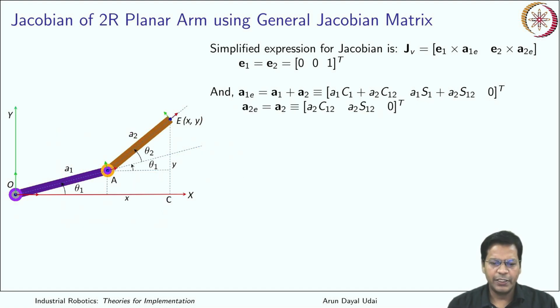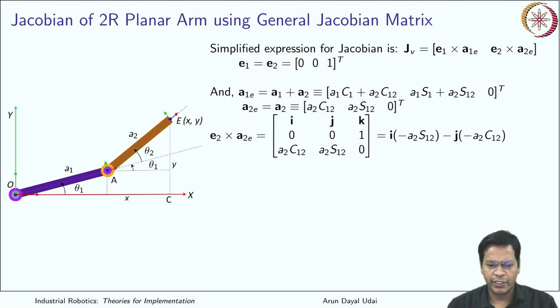Similarly, a_2E is this distance. It is this vector, which goes from here to here. And that is very simple. It is simply a2 C12, that is this, and a2 S12, that is this, and you have 0 here. So these are the two vectors which are now known. We now know this for both the links.